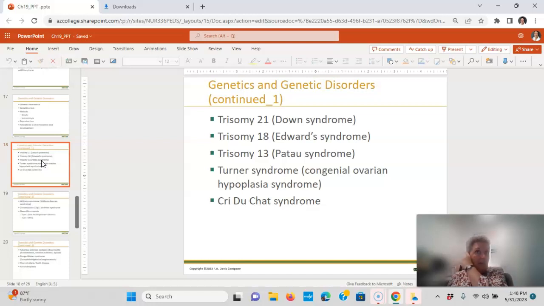Their ear does not match up to their eye. A small downward turned mouth, a small oral opening with a protruding tongue, low set ears, short hands that have a single crease, the simian crease. Okay, so all of this is in your book. Just make sure you understand the difference. Congenital heart defects are the biggest thing with Down syndrome, so we'll take them for a quick ultrasound of the heart, make sure we're okay.